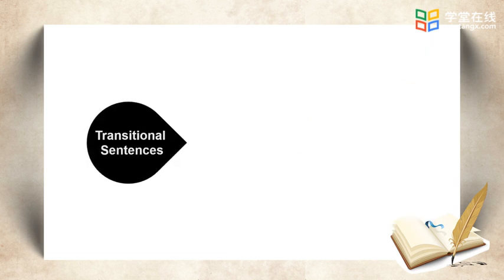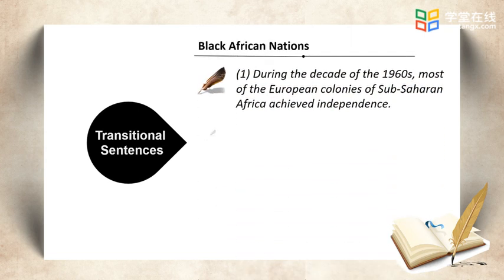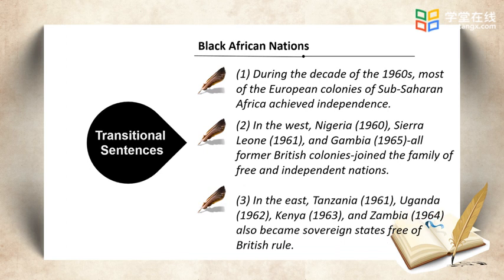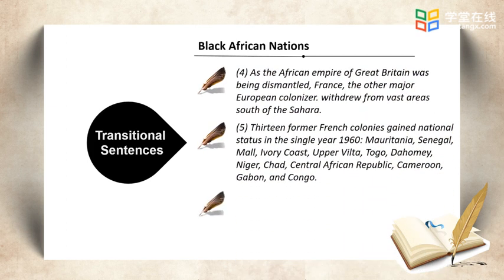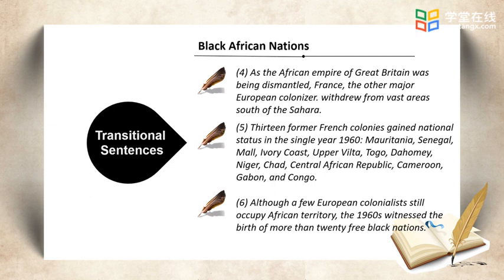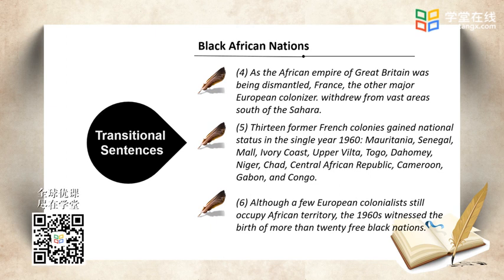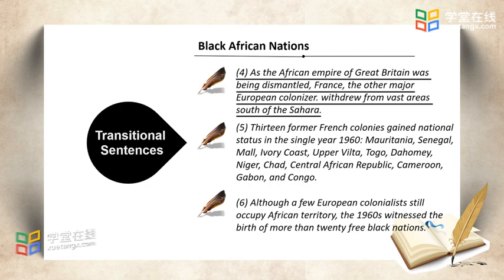In addition to the three essential elements, a topic sentence, supporting sentences, and a concluding sentence, a paragraph sometimes has transitional sentences to shift smoothly in ideas. Now read through the given paragraph and find out which of these sentences serves as a transition. You could pause the video to read the paragraph more carefully. Obviously, sentence 4 serves as a transition in the given paragraph.